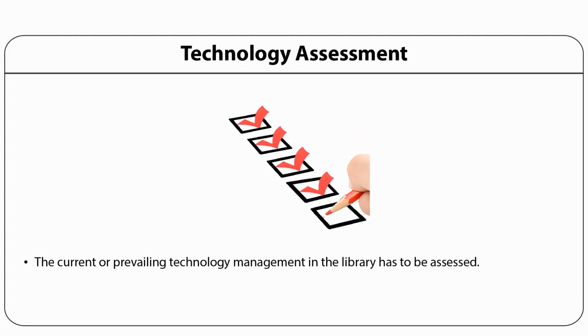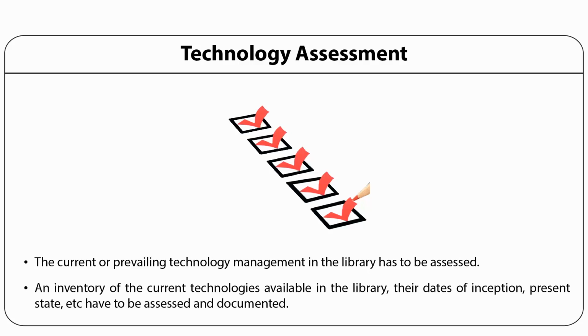And for this, what we can do is create an inventory of the current technologies available in the library, their dates of inception, the present state, and all other aspects of the current technology needs to be documented. So once this is documented, we are clear of when the technology was installed or implemented in the library, and this will help us assess the life of the technology and when the technology is due for upgradation or is due for maintenance or due for replacement.